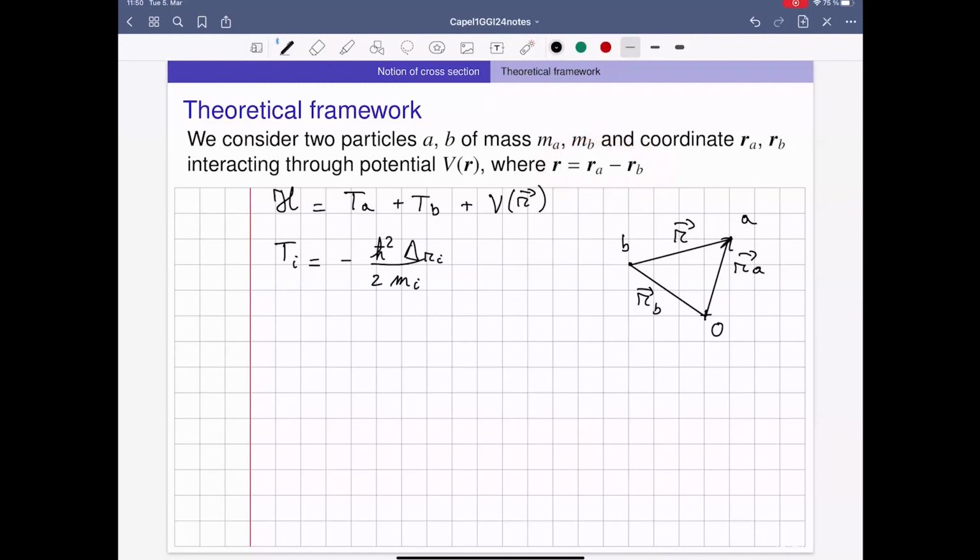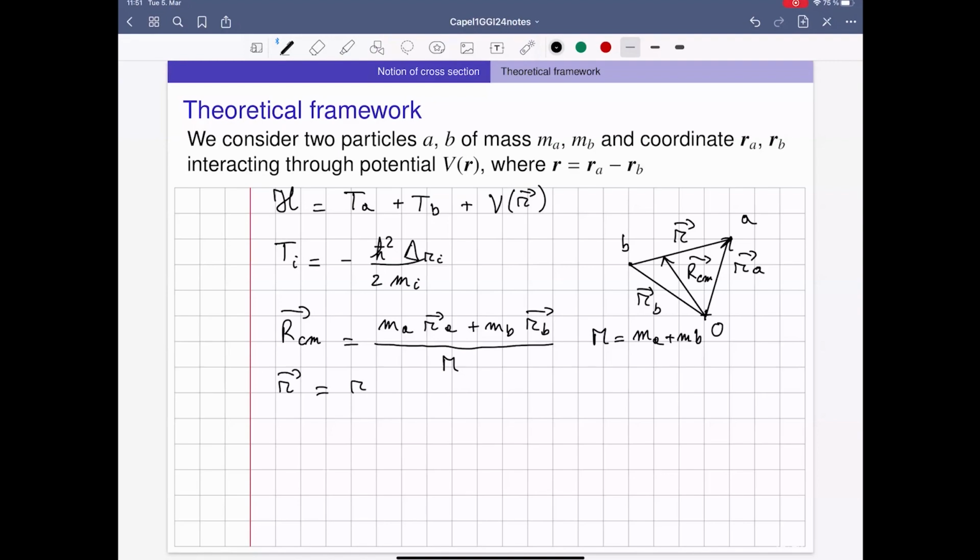So what we'll do is we change reference frame, and the best way to do it in this case is to remove the motion of the center of mass. So, just a short reminder, the position of the center of mass is the mass of A times RA plus the mass of B times RB, divided by the total mass, so big M is MA plus MB. So if I go back to this scheme, assuming that B, for example, is heavier than A, then you have this RCM placed here. And just to be complete, it's just RA minus RB here.